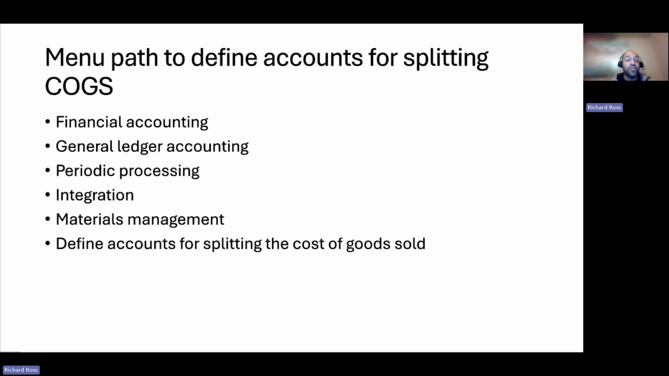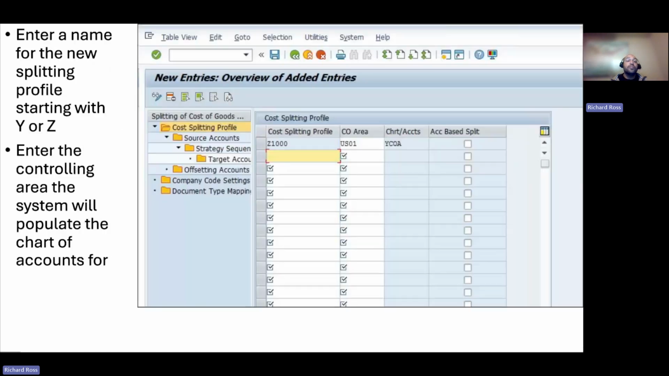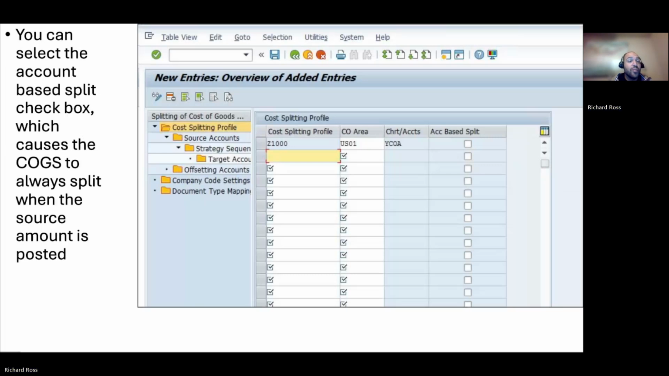Financial Accounting, General Ledger Accounting, Periodic Processing, Integration, Materials Management, Define Accounts for Splitting the Cost of Goods Sold. Enter a name for the new splitting profile starting with Y or Z. Enter the controlling area; the system will populate the chart of accounts. You can select the account-based split checkbox, which causes the cost of goods sold to always split when the source amount is posted.